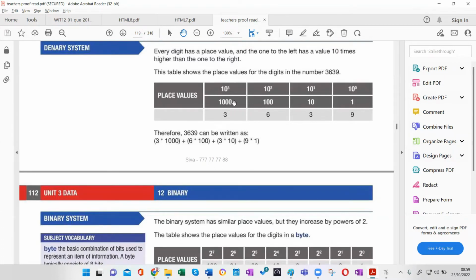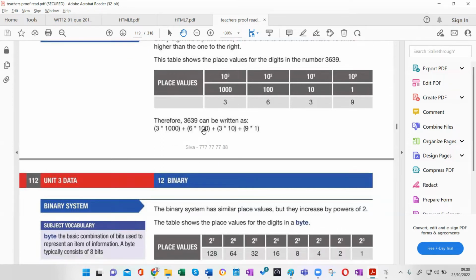And how do we calculate these place values? It goes as powers of 10 because the base is 10. The first power is always the base to the power 0. Since it is 10, it's 10 to the power 0, and any number to the power 0 is 1. So 10 to the power 0 is 1. Next is 10 to the power 1, 10 to the power 2, 10 to the power 3, 10 to the power 4. That's how it goes.